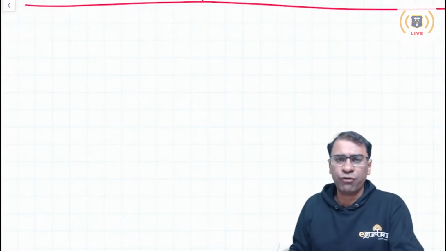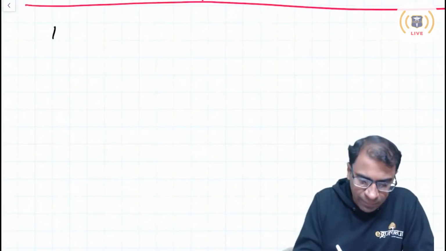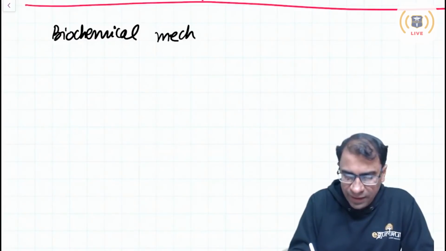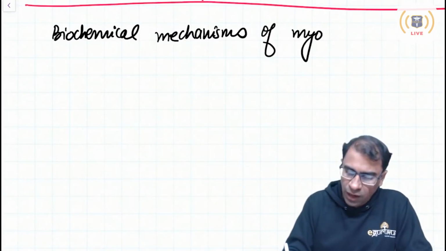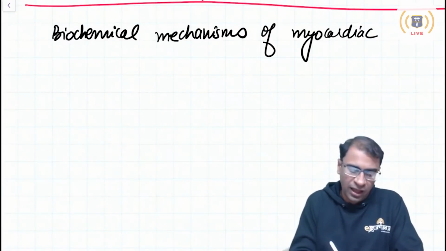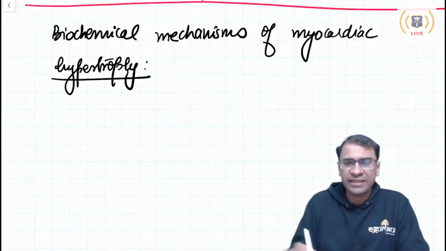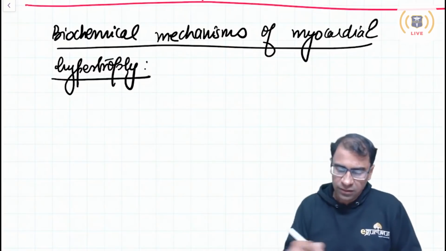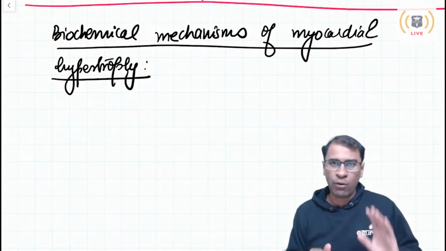It's not a very simple thing to understand for you as of now. But as you move into the chapter in detail later on, you'll appreciate what I'm talking about. This is about the biochemical mechanisms of myocardial hypertrophy. This would be more clear in the later half of the topics, but right now just make this note. That means we talked about hypertension causing myocardial hypertrophy.